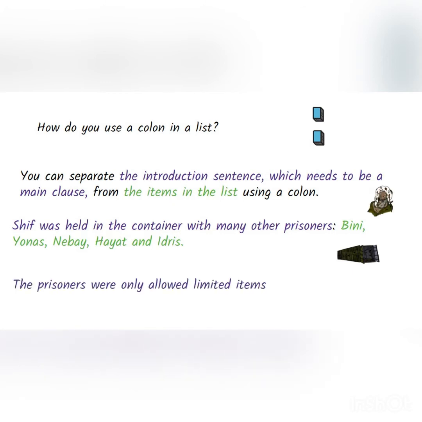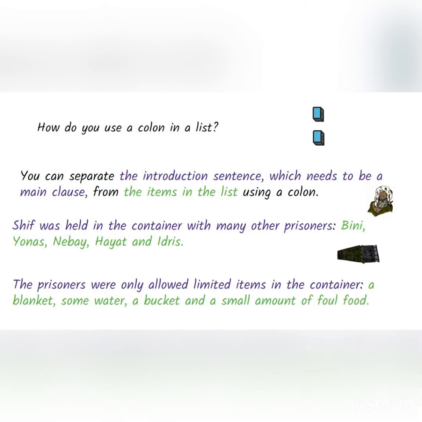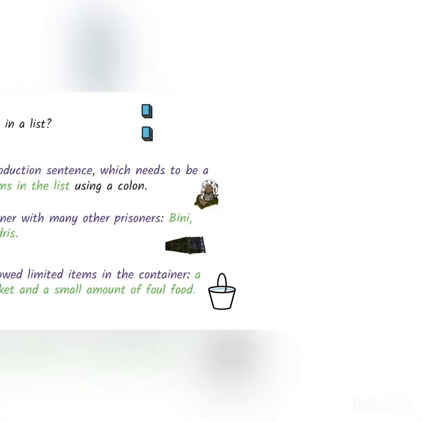The prisoners were only allowed limited items in the container: a blanket, some water, a bucket and a small amount of foul food. Once again, the introduction sentence is in purple and the list in green after the colon names the items. How do you use a semicolon in a list?